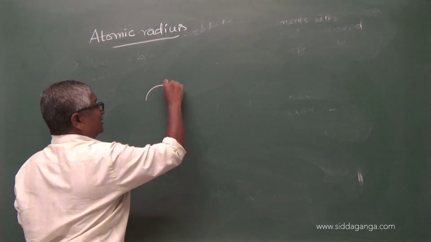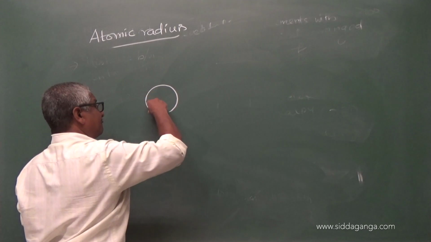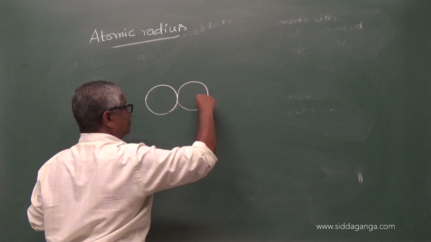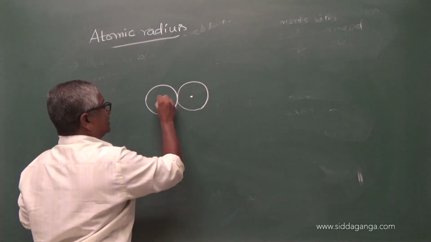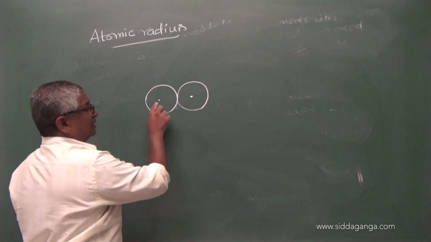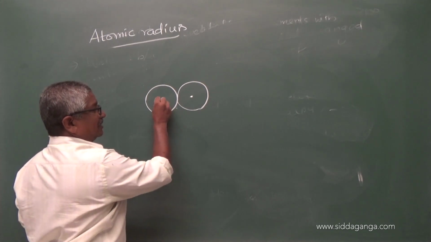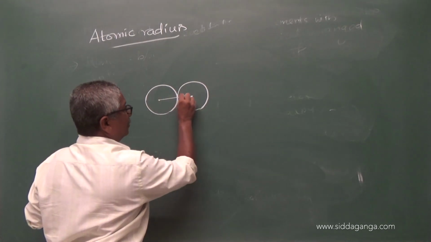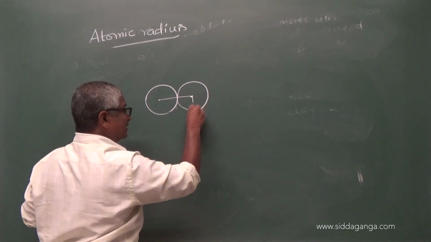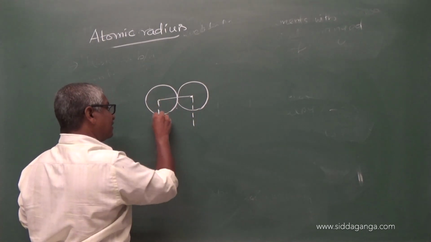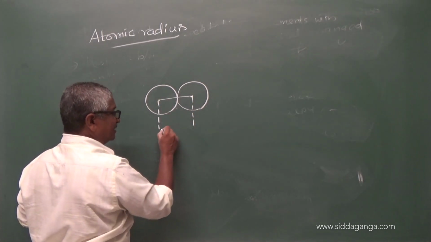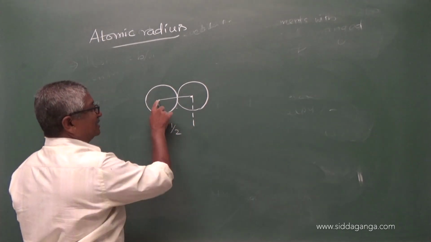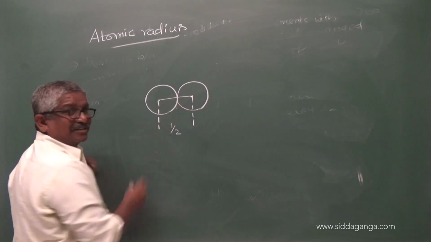See, one atom, another atom, this is the nucleus, this also a nucleus. Now it is the distance between the center of one atom to the center of the other atom. This distance divided by 2. So half of this distance is one atomic radius, this is another atomic radius.